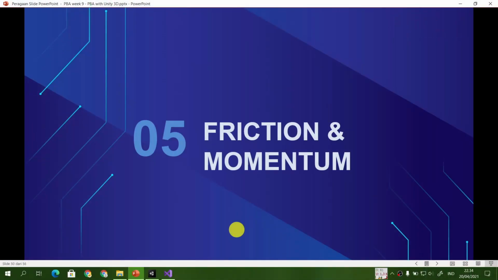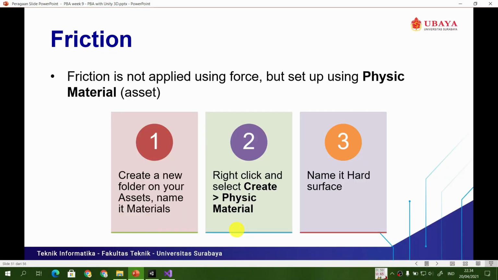Okay, now we will simulate the friction and momentum. For the friction, it is actually not applied by using force directly, but it is set up using what we call physic material. It is actually an asset in Unity. Notice the absence of S here. In the 2D version, we use physics material 2D. But here for the 3D version, it is actually called physic material. Just as Unity, why they name physics and physics material for 3D, but physics material 2D for the 2D game.